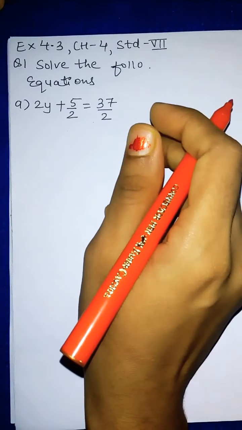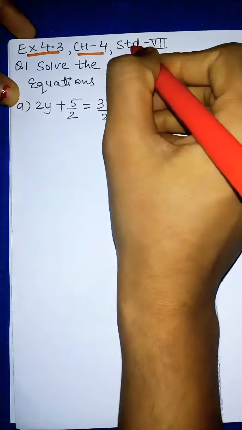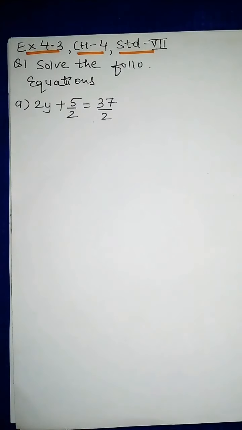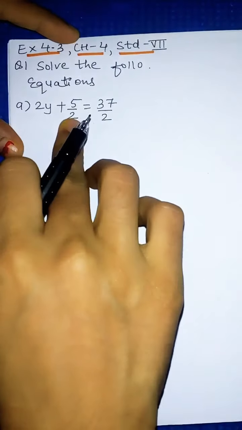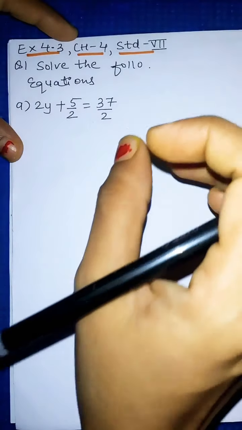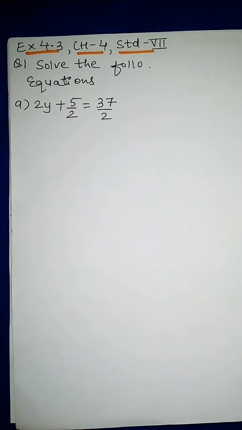Hello students, now we will see exercise 4.3 of chapter 4, simple equations, for standard 7th. In the previous video we have seen all the questions of exercise 4.2. In that we have already seen transposing, how to transpose the terms from LHS to RHS by changing the sign. Now this question is the same as the last question of 4.2.